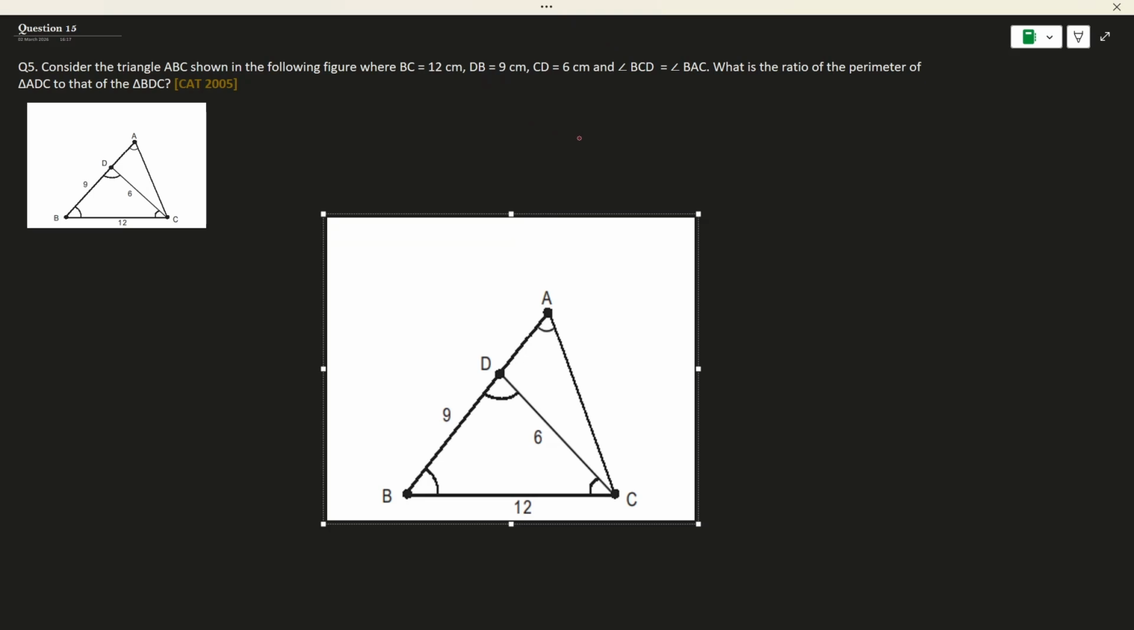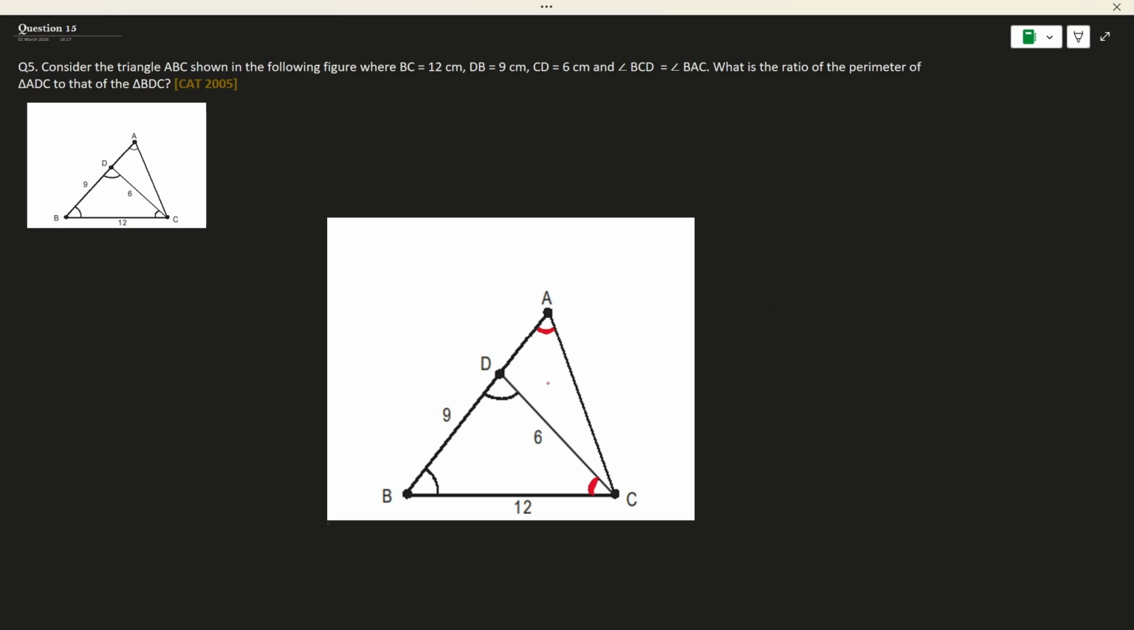Consider the triangle ABC as shown in the following figure, where BC is 12 centimeters, DB is 9 centimeters, and CD is 6 centimeters. Angle BCD, which is this angle, is equal to angle BAC. These two angles are equal, given. What is the ratio of the perimeter of triangle ADC to that of triangle BDC?